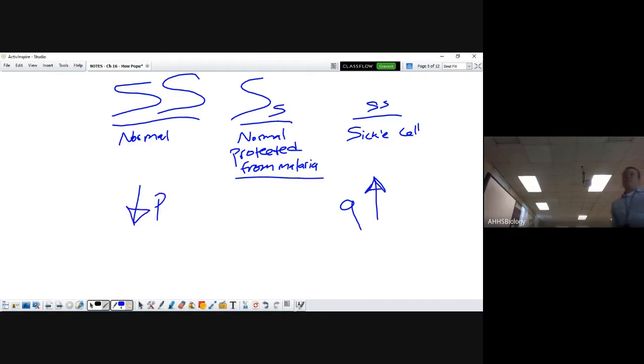But if Q is higher because of malaria, what's that going to do to the sickle cell rates? If Q is higher because of malaria, what happens to our rates of sickle cell in those populations? They would go up, right? They would go up, and that's exactly what has happened in the course of human history.